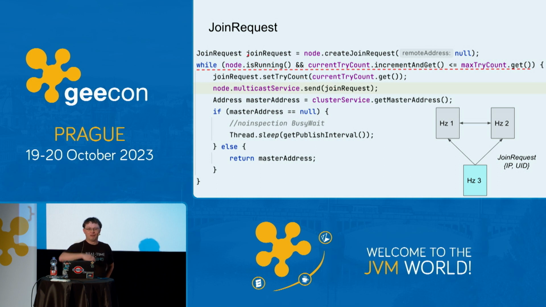And this part of the code is implemented very simply and in a very aggressive way. We are in a while loop, trying to send in a busy wait cycle. We are trying to send multicast service requests with join messages. When this new member realizes that it has information about the master, we stop the while loop, and it means that this member has successfully joined the cluster.